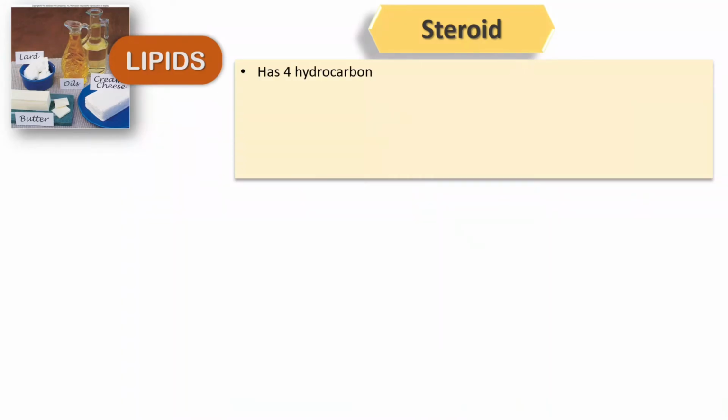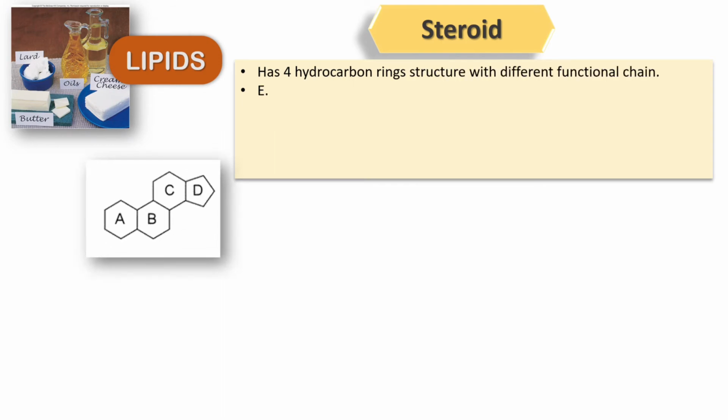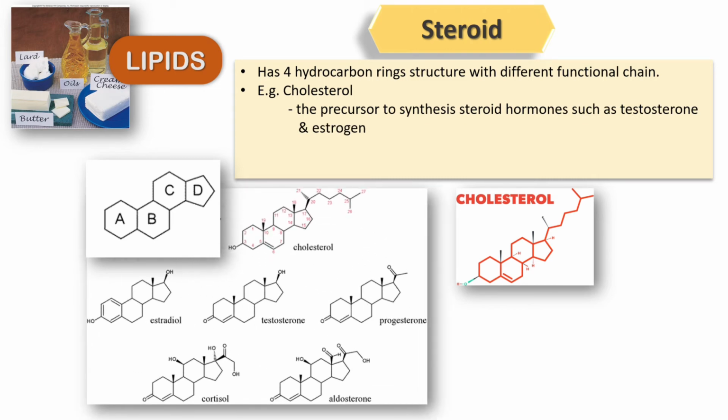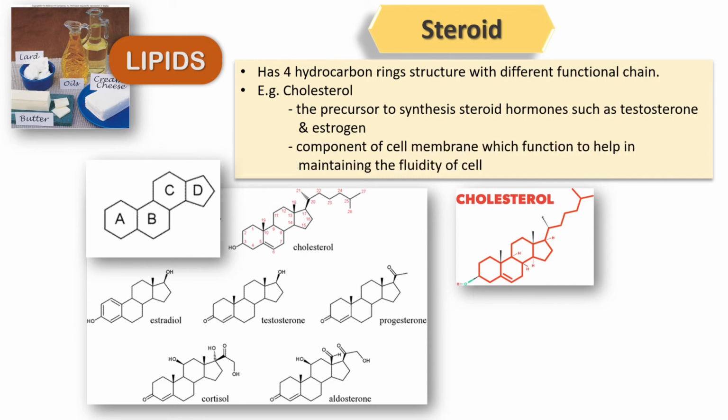Steroid has a four hydrocarbon ring structure with different functional chains. For example, cholesterol. Cholesterol is the precursor to synthesis of steroid hormones such as testosterone and estrogen. It is also a component of the cell membrane, which functions to help maintain the fluidity of the cell membrane.